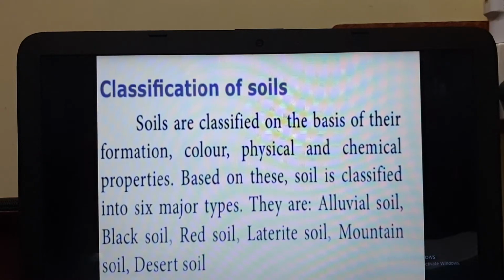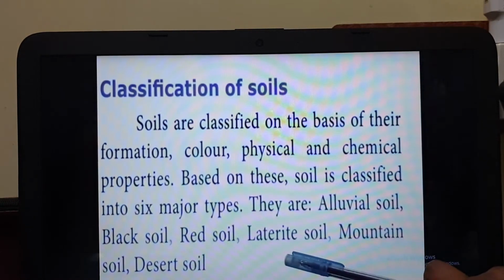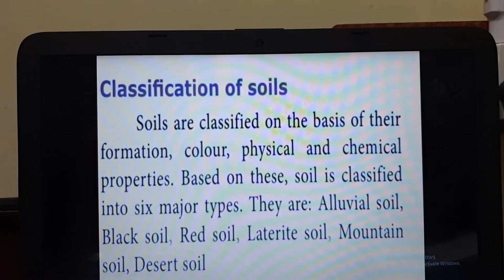Now we will come to classification of soils. Soils are classified on the basis of formation, color, physical and chemical properties. There are 6 major types of soils. What are they? Alluvial, black, red, laterite, mountain and desert soil. So we are going to see one by one.